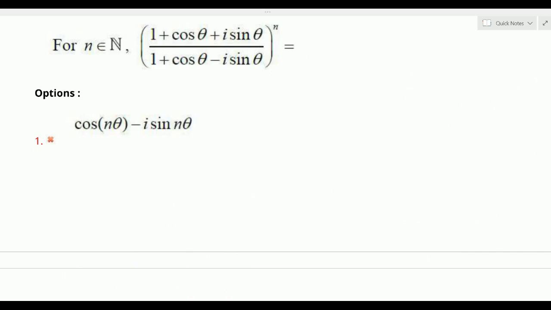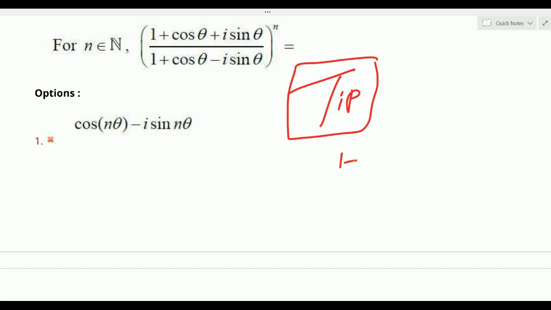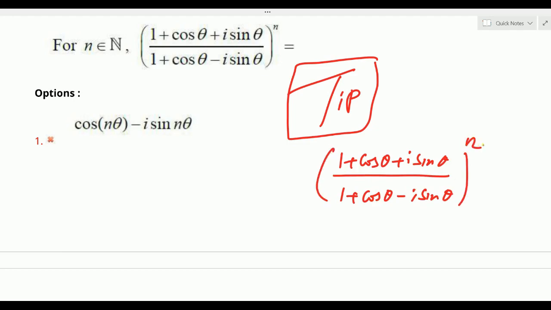Yes. For n belonging to natural numbers, (1 plus cos theta plus i sin theta) divided by (1 plus cos theta minus i sin theta), whole power n. This is a super tip. Directly we can pick up this tip. So I'm writing again here. If the expression is in the form of the question itself, as a tip we can remember like this: (1 plus cos theta plus i sin theta) by (1 plus cos theta minus i sin theta), whole power n. In place of theta I may go with any angle, in place of n we can go with any natural number. This is nothing but cis n theta. Cis n theta you have to remember.